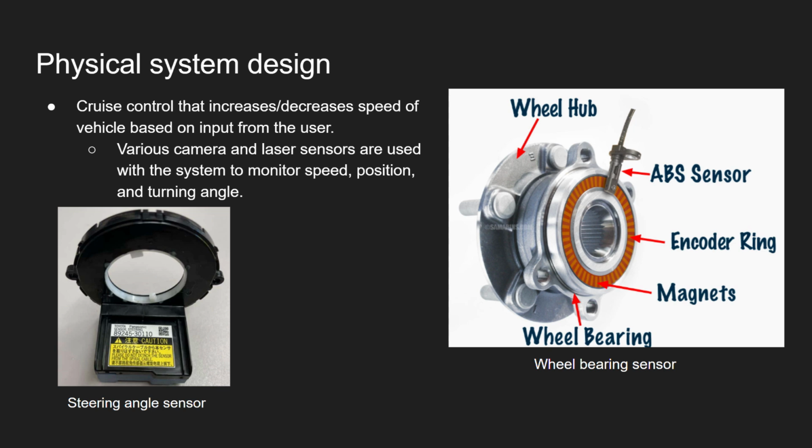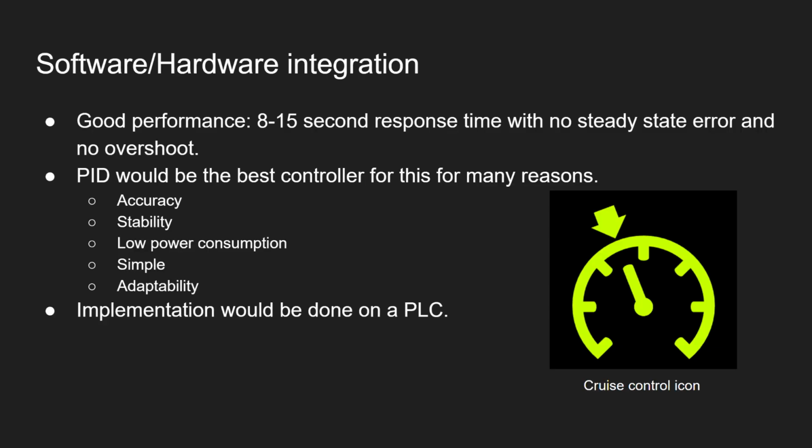of your car. Right here we have a steering angle sensor that essentially just reads how much you're turning your steering wheel and delivers an electrical signal to your computer on board. And we have a wheel bearing sensor, where a laser reads an encoder ring and tells you how fast or slow your tires are moving.